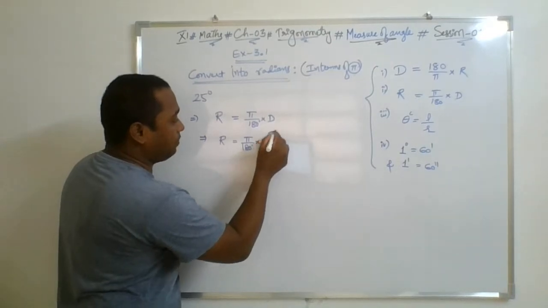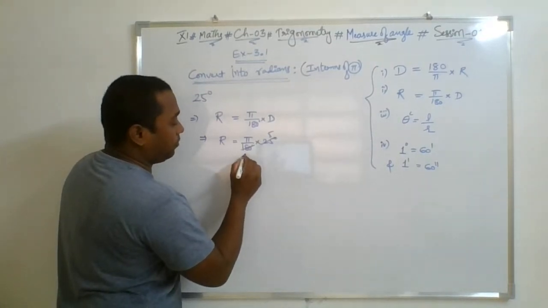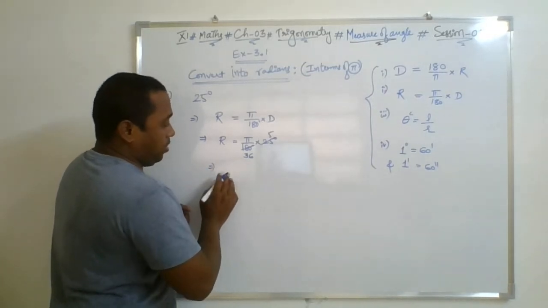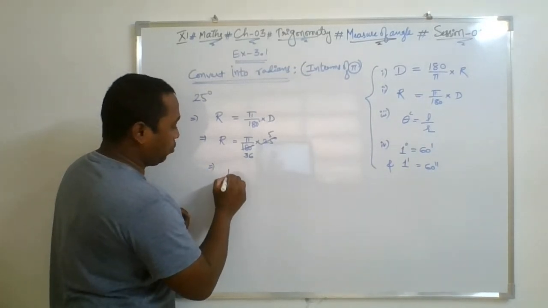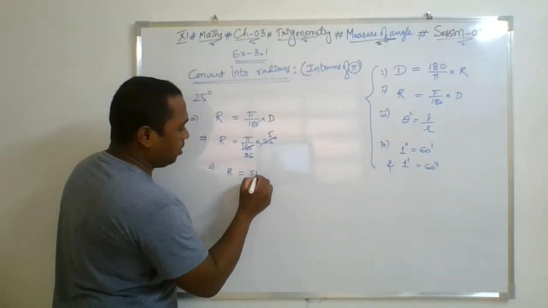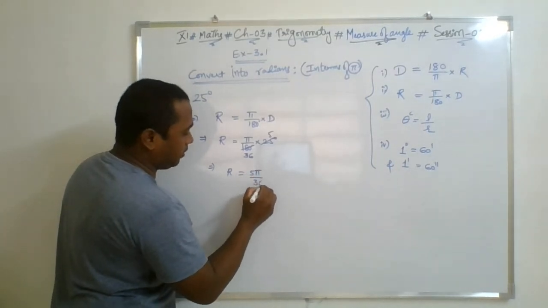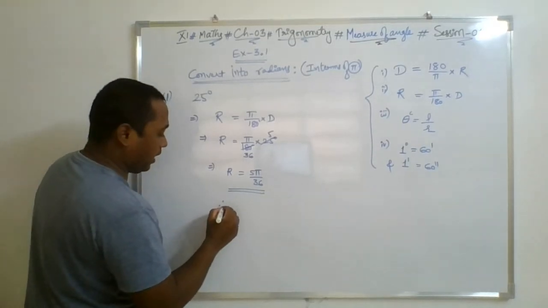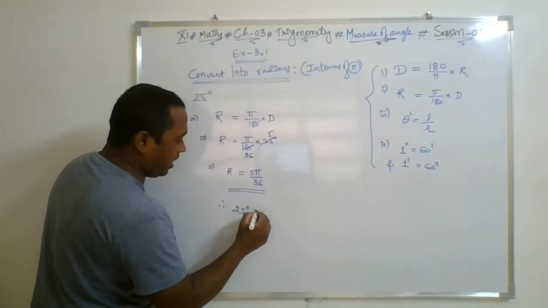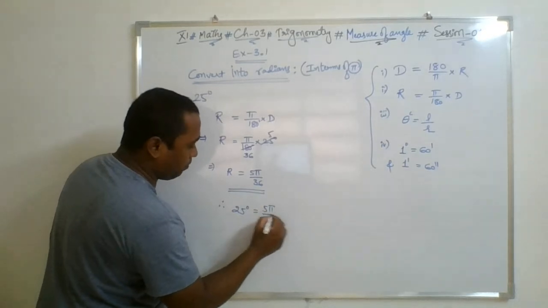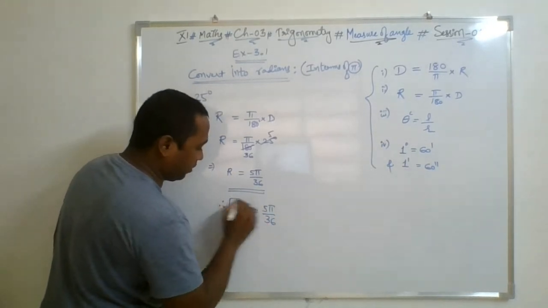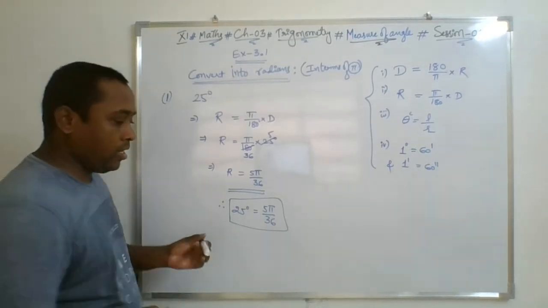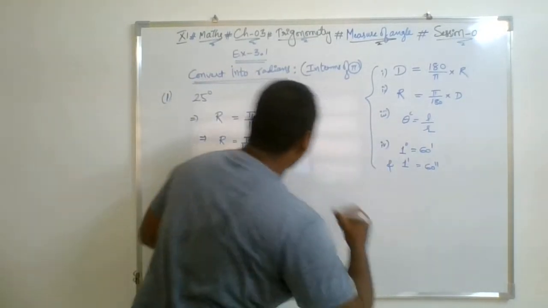So 5 fives are 25, 5 sixes are 30, 36, right? So radian measure is equal to 5 pi by 36. Therefore, 25 degree means 5 pi by 36 radians. This is my final answer. Now the second question is given.